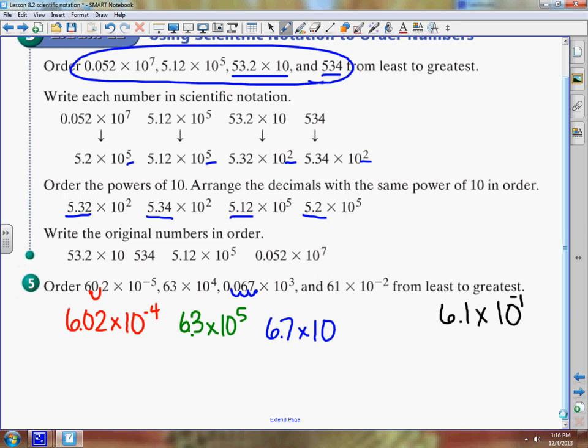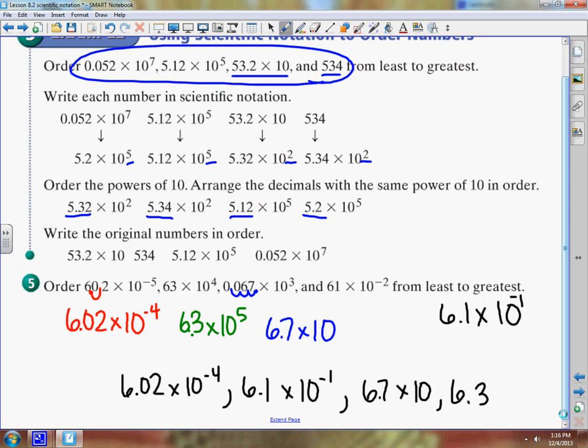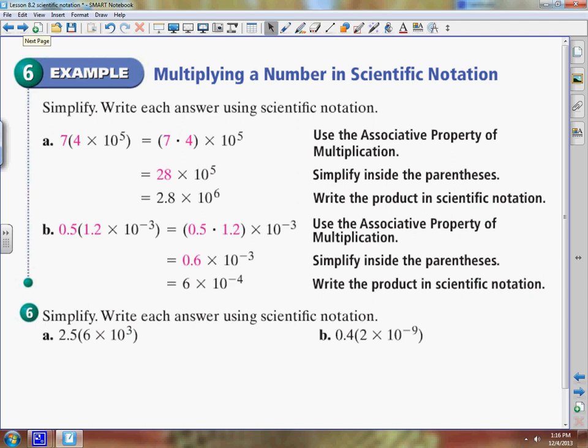So my least number is the 6.1 times 10 to the -1. And then I have, oh no, sorry, I missed my -4. It's 6.02 times 10 to the -4, that's the first one. And then 6.1 times 10 to the -1, that's the second. And then 6.7 times 10, and then 6.3 times 10 to the 5th. That one takes a lot because you have to change each one of those separate problems.